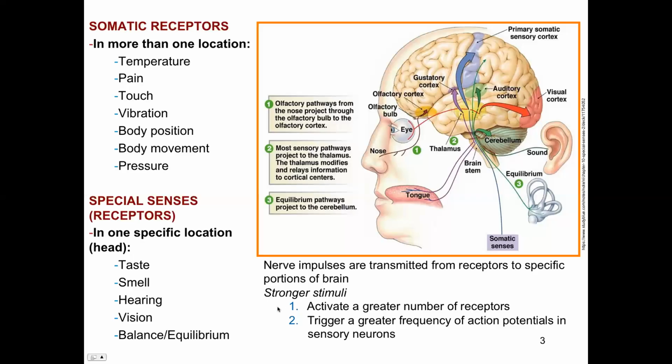Now, how can we tell if something is a stronger change? It would be the number of receptors that are stimulated and how frequently they're stimulated, all right? These stimulate the neurons. So the number and the frequency of the action potentials will help us have a perspective on how predominant that change is, all right?